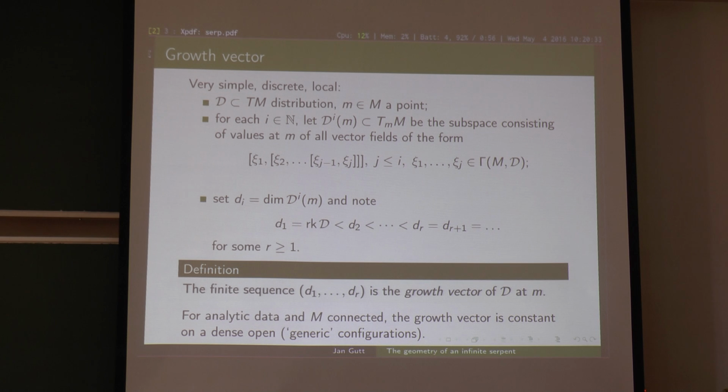Now let me just say that if your data is analytic and if your manifold is connected, then this growth vector is constant on some dense open subset. So there is some big dense open subset of what we will call generic configurations where those integers do not depend on the point. And we can just restrict to this subset of generic configurations. So generically, this is just given. There are some special points, some lower dimensional strata where this thing can become degenerate, where it's harder to control our system. I don't want to get into that. So those are some singularities of the distribution. A very interesting thing, but we don't go there.